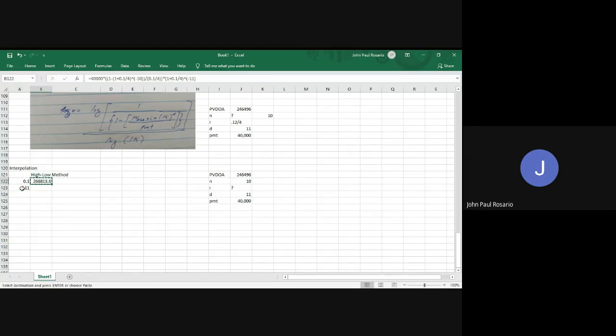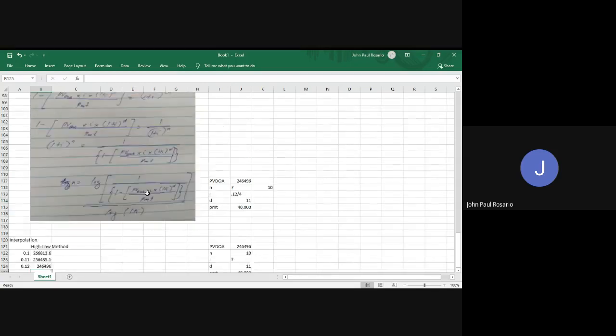Okay, so 0.11. It went down, but we're still not there. We still have to go lower. So let's try 0.12. 12. Okay, so we got our answer. So meaning our interest rate is 0.12.